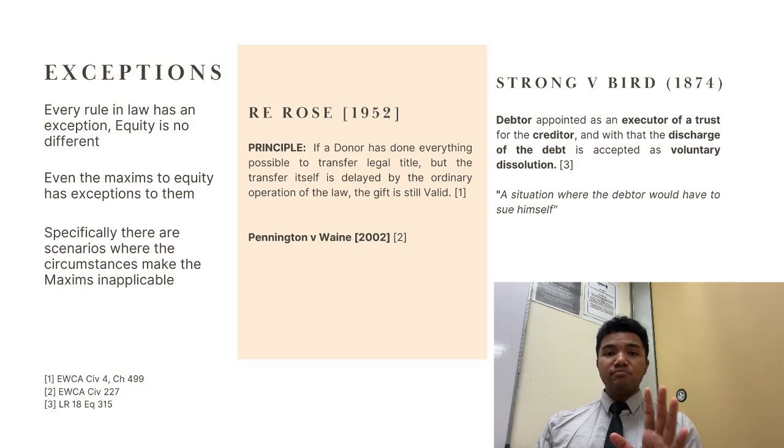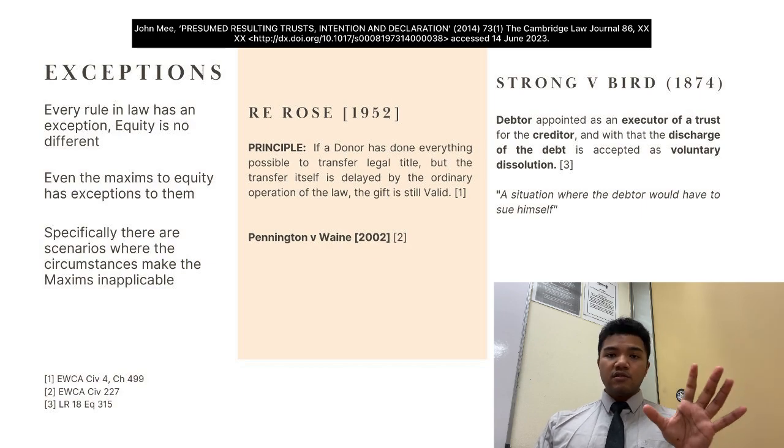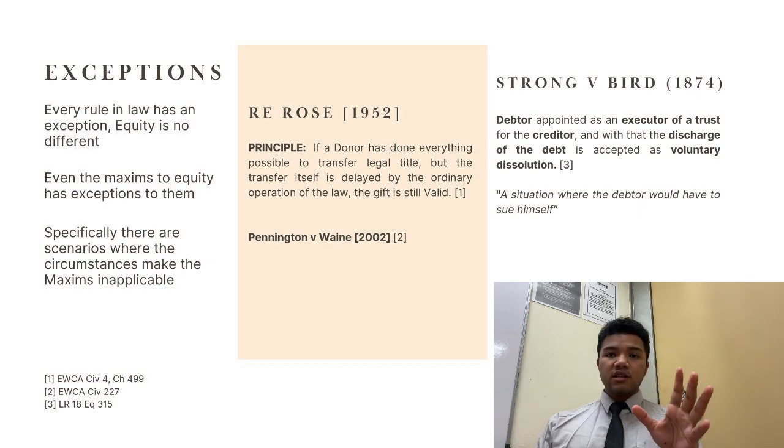According to an article by John Mee, the Strong and Bird exception is simple, but it is not commonly applicable because it is not a common case. The case has unique facts where the debtor is appointed as the creditor's executor, and therefore the debt is deemed redundant. A great highlight in the case is that the courts implied that to regain the debt, the debtor must sue himself, which is impossible.